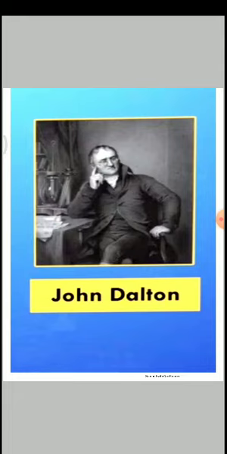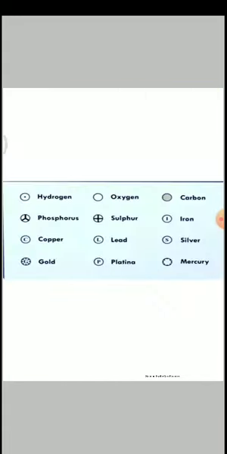Dalton found it hard to use names all the time, so he used these symbols for his research, and soon many scientists started following them as well. You can see these are the symbols used by John Dalton. They are a little similar to the alchemists' ones, and later on almost all scientists started following this.